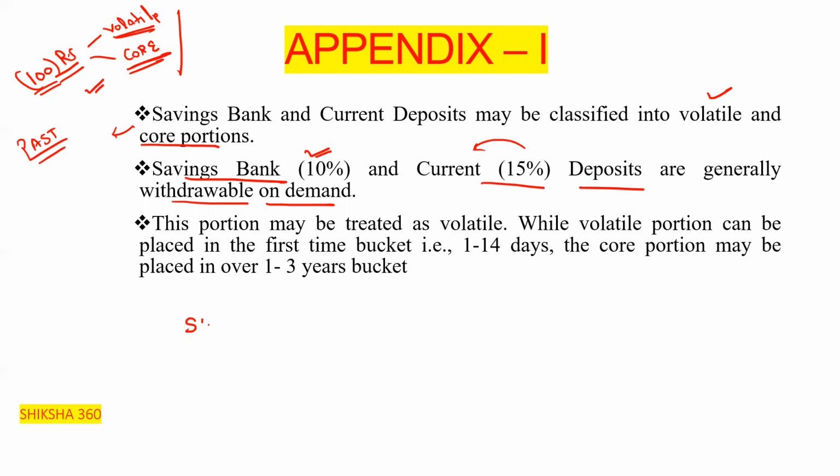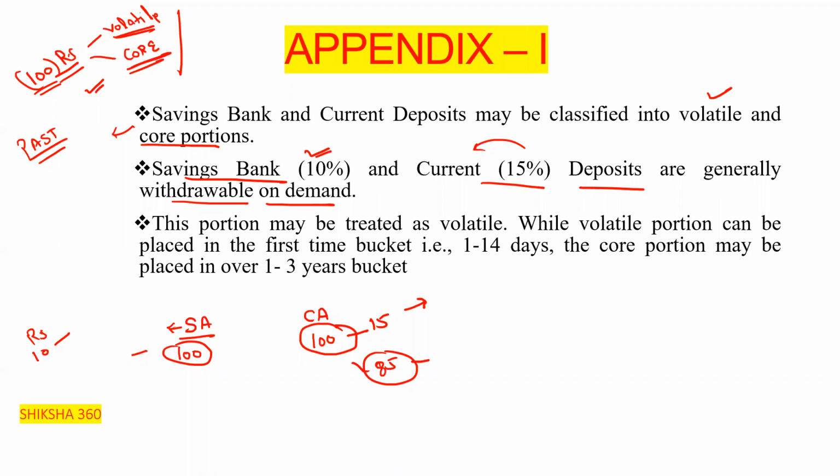This is the savings account, this is the current account. As per the general criteria, if there are 100 rupees here and 100 rupees here, then in the savings account only 10%, that is 10 rupees, is volatile, and here 15 rupees are volatile. Generally 15 rupees are withdrawable, and the rest of the 85 rupees are present here for a long duration, so that comes under the core portion.